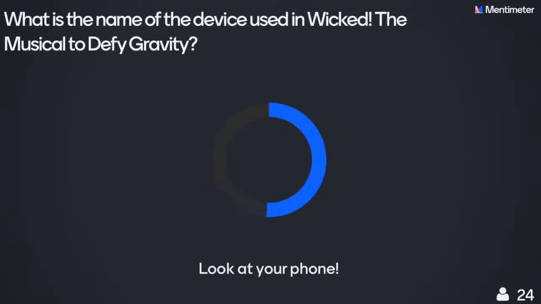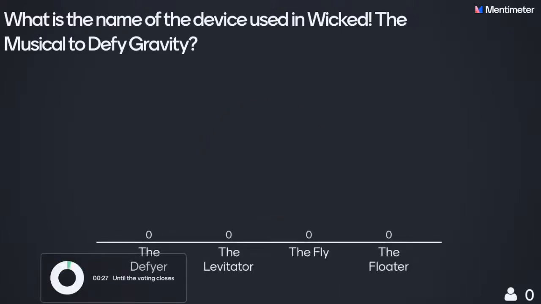What is the name of the device used in Wicked, the musical, to defy gravity? Having a bit of deja vu here, Dee. This question might have featured last week, so let's hope that whoever was there last week would get this one right. Is it the Defier, the Levitator, the Fly, or the Floater? And as it was said last week, I would have thought it would be the Broom.